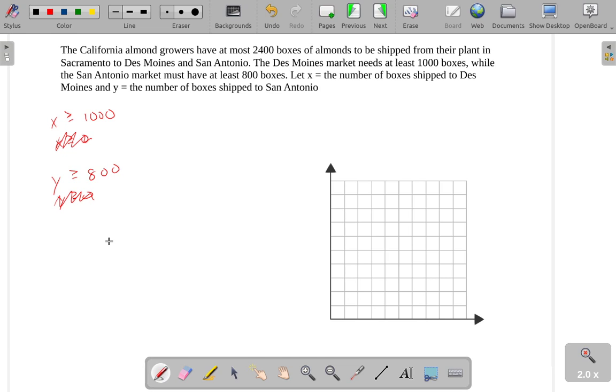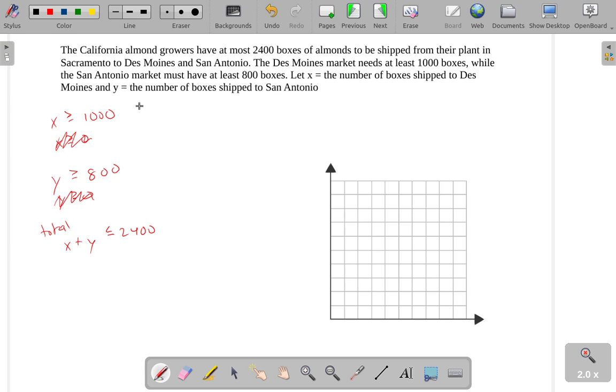All right. The only other constraint I see here is that there is a max number of boxes that could be shipped in total. This other constraint is referring to the total number of boxes that are shipped, and we're only shipping them to, sorry, not to Sacramento, to San Antonio and Des Moines. So X plus Y is the total number of boxes shipped, and we need this to be no more than 2,400, so we want it to be less than or equal to 2,400. It looks like those are all the constraints that I have here.